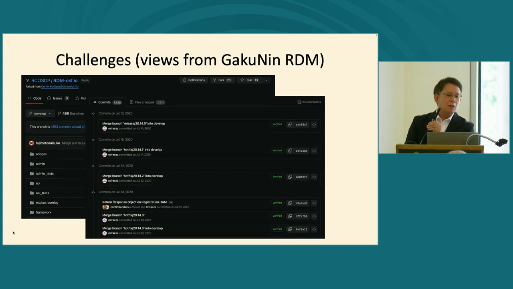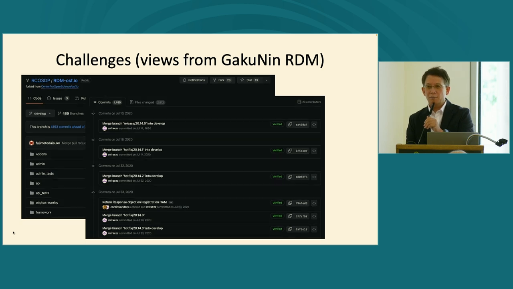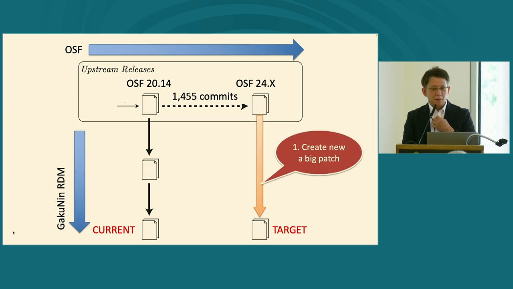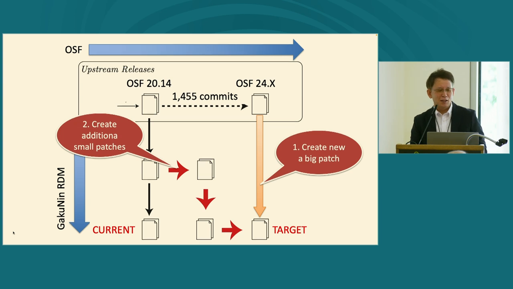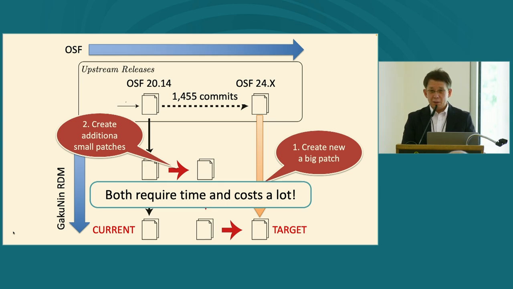Actually, 1,455 commits behind during the 4 years. So that is a very big issue right now for the Gakunin RDM. To address this issue, we need to create a new big patch or create additional small patches. But both require time and cost a lot.